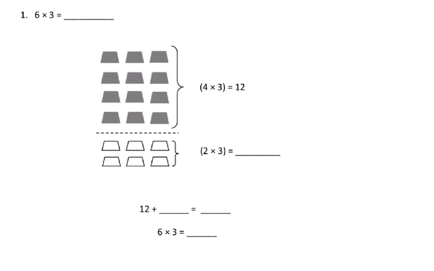So when we're looking at this, we see that we have 4 groups of 3 is 12, and we have 2 groups of 3, which is 6. Okay. So we know that 12 plus 6 is 18, so 6 times 3 would be 18. Okay.